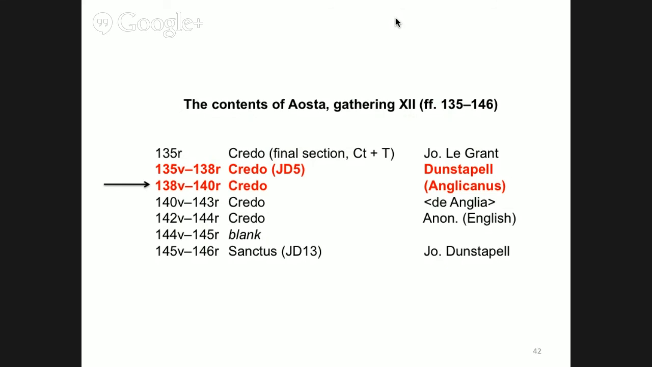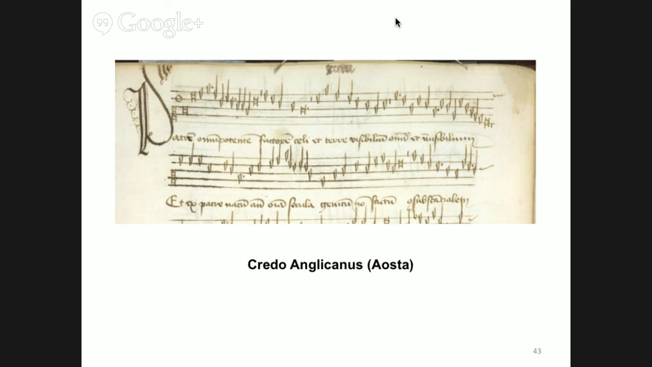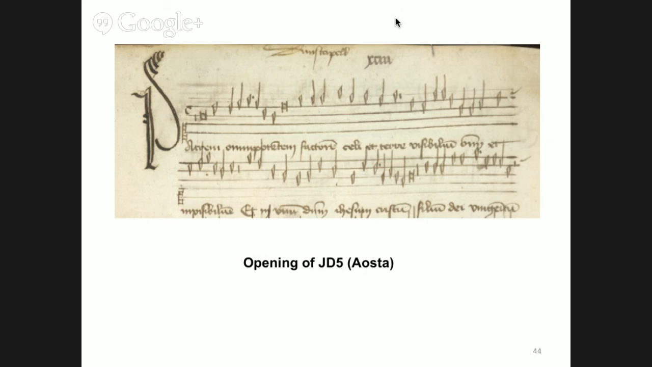As with any unascribed work, one has to ask why the Credo Anglicanus is transmitted anonymously. It may simply be that the scribe's exemplar lacked an ascription, or at least a credible one. Or it could be that an ascription was removed when the manuscript was trimmed for binding, a distinct possibility given the proximity of the top stave of the piece to the edge of the page. But a further possibility is that the ascription appended to the previous item in the manuscript, namely JD5, was also intended to apply to the Credo Anglicanus.